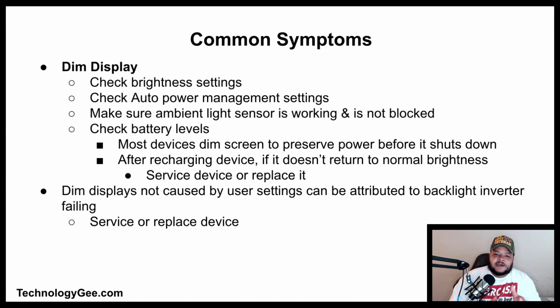What if you have a dim display? To fix dim display issues, you need to check the brightness settings of the device, check the auto power management settings of the device, make sure the ambient light sensor is working and is not being blocked, and check the battery level to see if the mobile device is about to run out of power. If it is, you have to understand that most devices dim the screen in order to preserve the last bit of battery left before they shut down. After you recharge the device, if it does not return to its normal brightness, you may need to service the device or simply replace it.